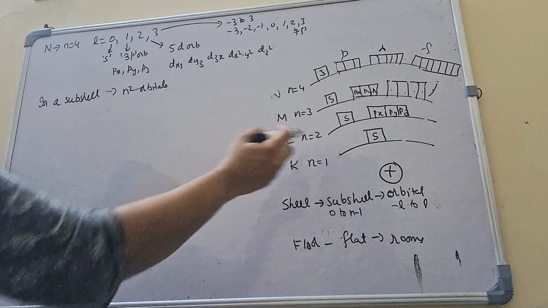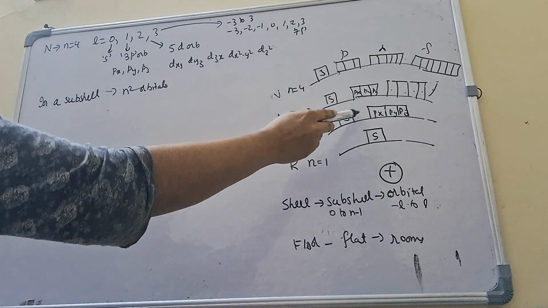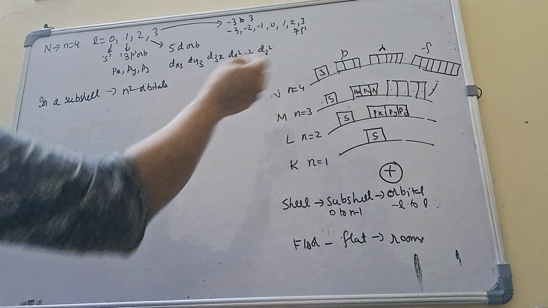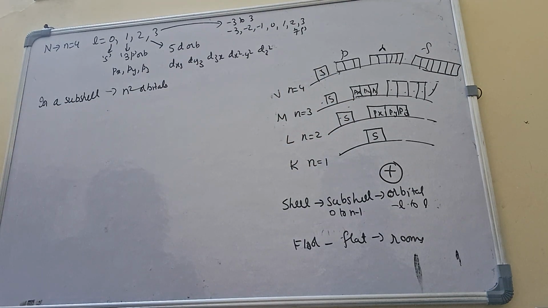So first has got 1, second has got 4 because it's 2 square, third has got 9 because it's 3 square, and fourth one has got 16 because it's 4 square.